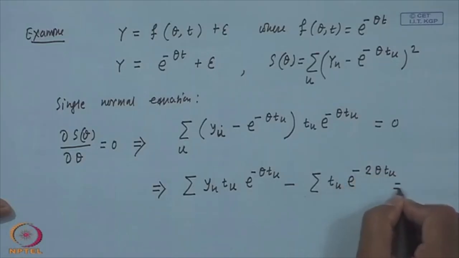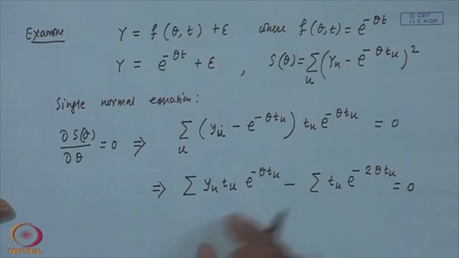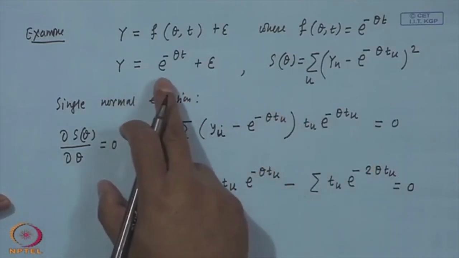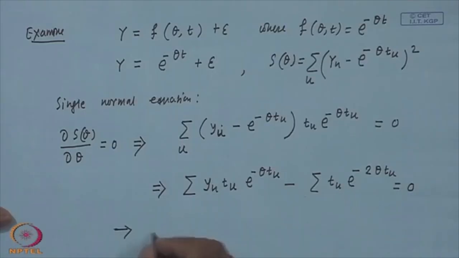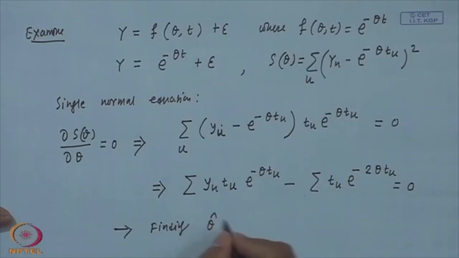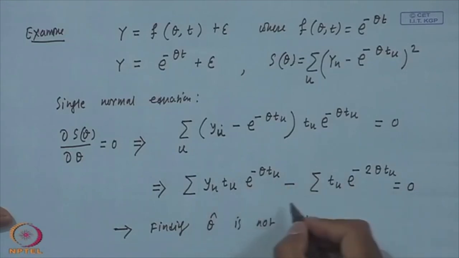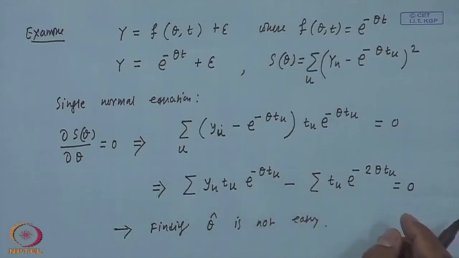equal to 0. So what I want to say here is that if the model is nonlinear, then the normal equations are also nonlinear. You can see that this is the normal equation and it is nonlinear in theta. So finding theta which satisfies this equation is not easy. Finding theta hat means you solve this, and the theta you get is the theta hat. So this is not easy here.